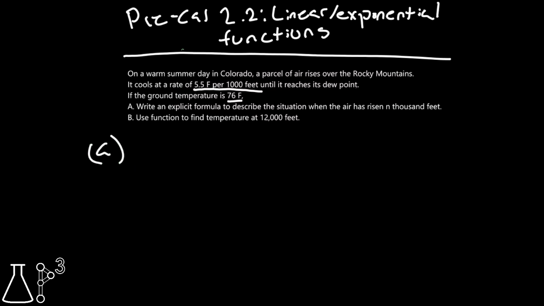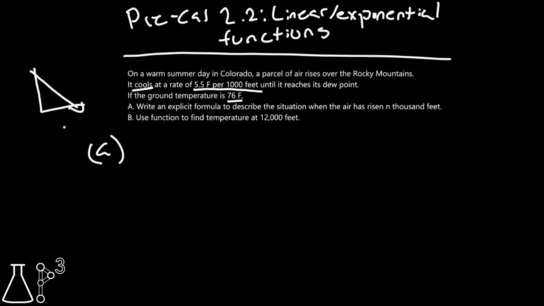So like I said before, this is the slope in this case. And since the function is in terms of n thousand feet, 1,000 feet is basically just 1 in this case. So our slope is basically going to be 5.5, except it's not positive, it's negative because it says it cools at a rate of 5.5 Fahrenheit. So that's just a sneaky way of saying that the function's actually decreasing. So if you were to graph this, I'll do it up here, your function would decrease like that.